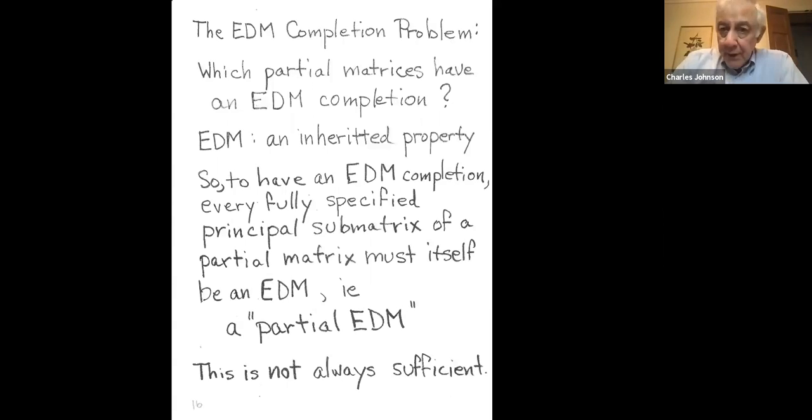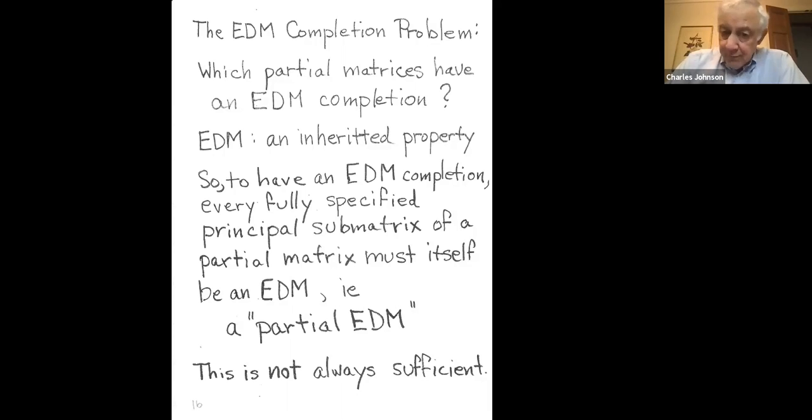Okay, now, the Euclidean distance matrix completion problem. The question is, which partial matrices have an EDM completion? Some do, some don't, of course. Now, EDM is an inherited property, as I mentioned. So in order that I have an EDM completion, every fully specified principal submatrix of a partial matrix must itself be an EDM, i.e., I am forced into talking about partial EDM matrices.